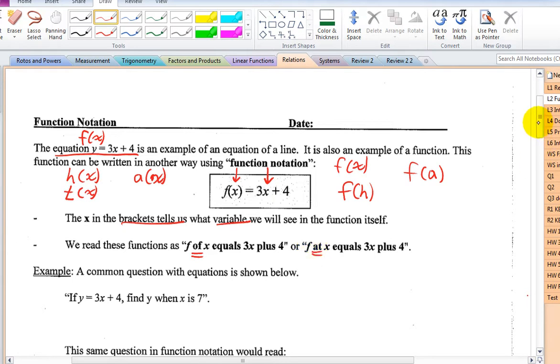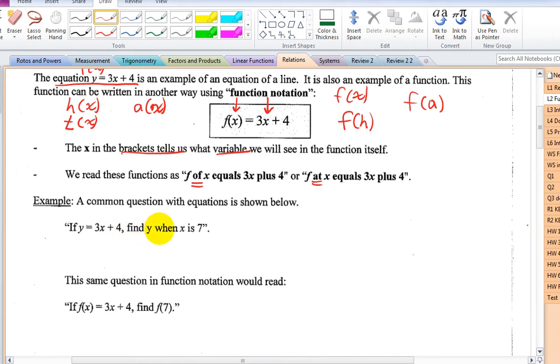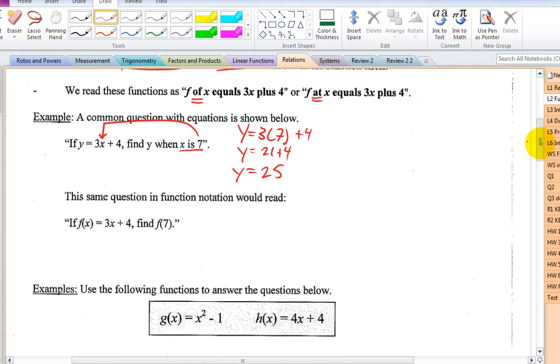Okay. So we have a common question, which you've seen before, y equals 3x plus 4. Then we're saying find y when x is 7. What would we do? Put 7 in, and we say y equals 3 times 7 plus 4, y equals 21 plus 4, y equals 25. Easy, easy. And that's all we're going to do a lot of today, is we're going to substitute in and simplify. So this is a fancy way of saying x equals 7. That's all it's doing. Right? In brackets, there's a 7, so you take the 7 in the brackets and you put it in for x. So we say f at 7 equals 3 times 7 plus 4.